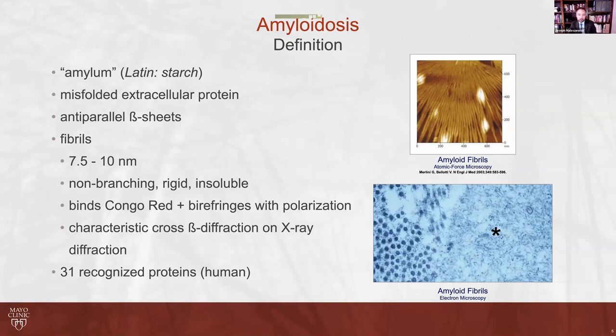Because of that beta-pleated sheet structure that I referred to a moment ago, the material will bind an aniline dye known as Congo red and will birefringe with polarization. That became a feature that pathologists would exploit for the next 150 years to identify amyloid in tissues. It also exhibits a very characteristic cross-beta diffraction on X-ray diffraction, again, owing to that important secondary structure. 31 recognized human proteins can deposit in tissue as amyloid.